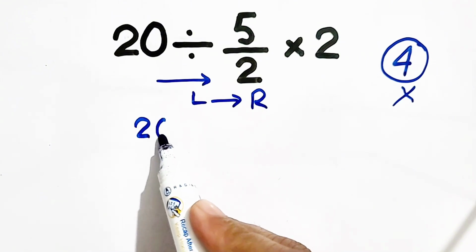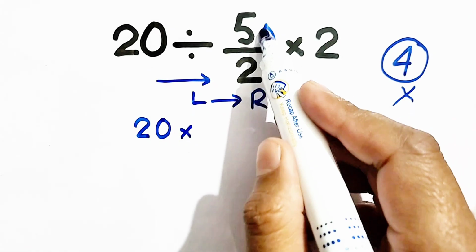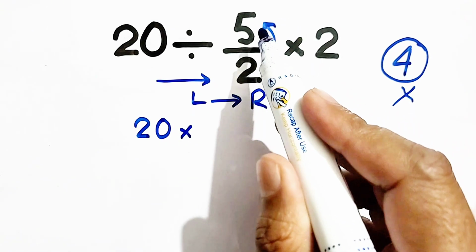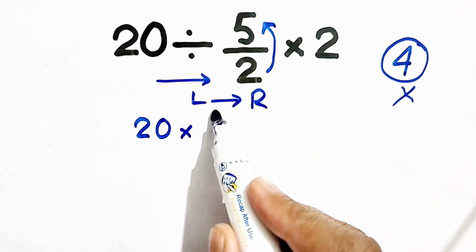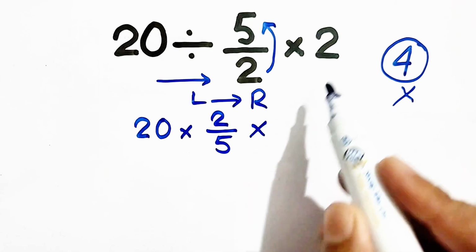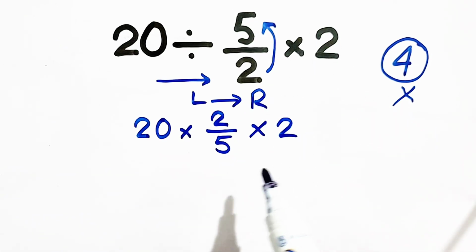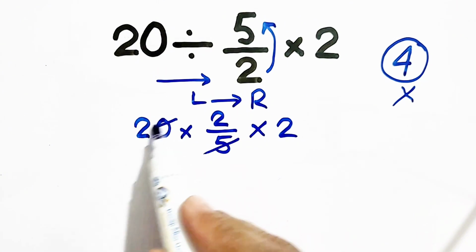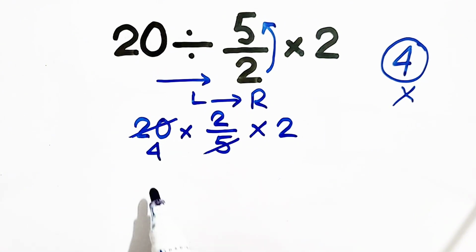20 is written as it is, divide is converted into multiplication. So after changing it, we have to flip the term next to it. We will write 5 over 2 as 2 over 5. And 2 will be written as it is. Now 5 and 20 are being cancelled. So here we will get 4.